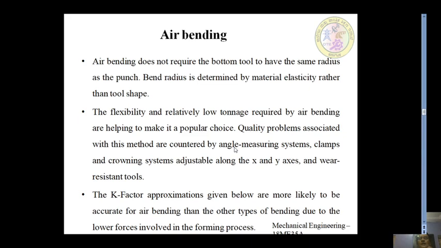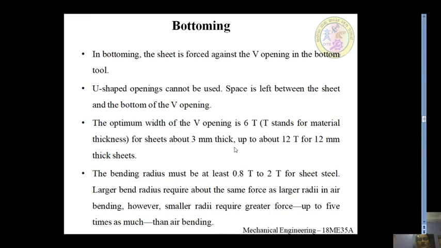The flexibility and relatively low tonnage required by air bending are helping to make it a popular choice. Quality problems associated with this method are countered by angle measuring systems, clamps and crowning systems adjustable along the X and Y axis, and wear adjustment sheets.